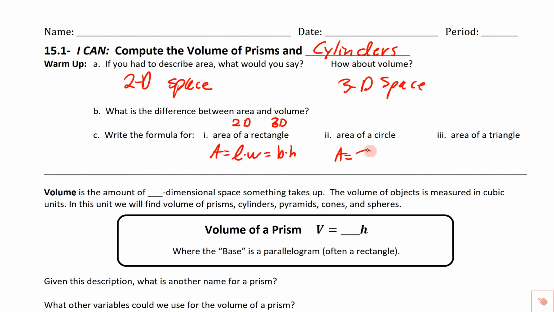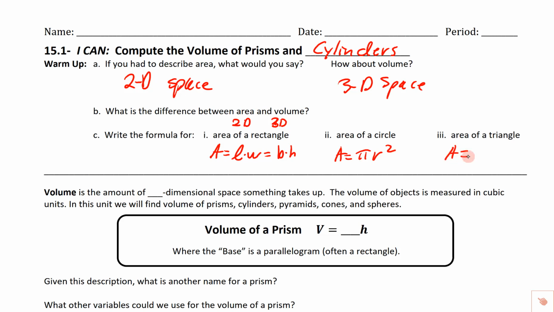Pi r squared. Pi r squared. Don't confuse that with 2 pi r. We square the radius, so we've got square units here. So 2 pi r is the circumference of the circle. It's just a length. It's 1 dimension. Okay. Pi r squared, that's going to be the area.